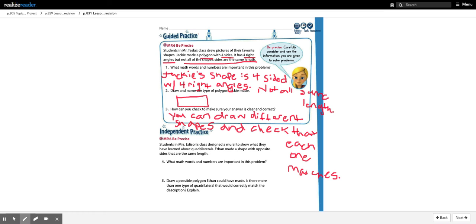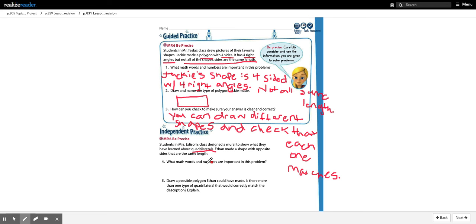Students in Mrs. Edison's class designed a mural to show what they have learned about quadrilaterals. Ethan made a shape with opposite sides that are the same length. So let's annotate that together. Students in Mrs. Edison's class designed a mural to show what they have learned about quadrilaterals. They learned about what? Quadrilaterals. Yep, that's important to know.